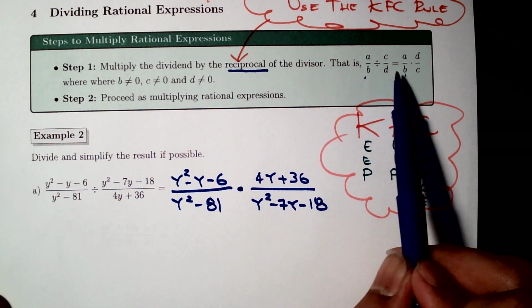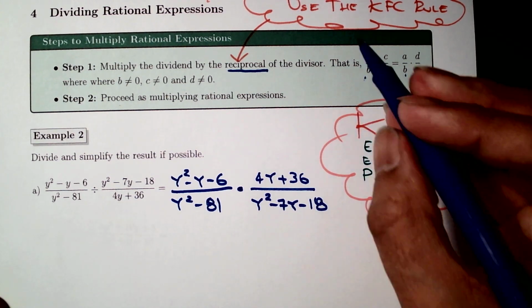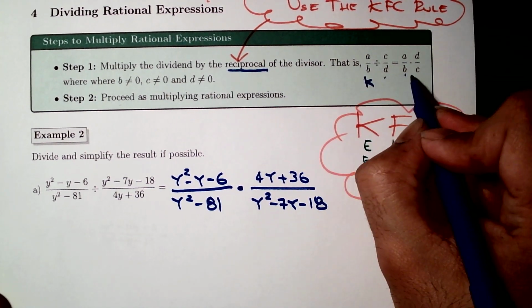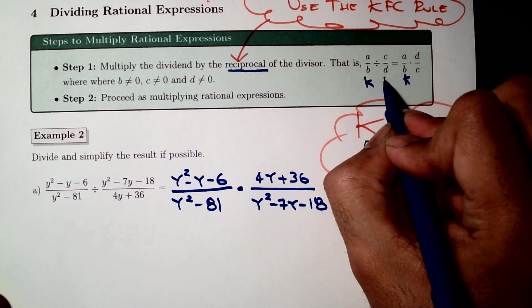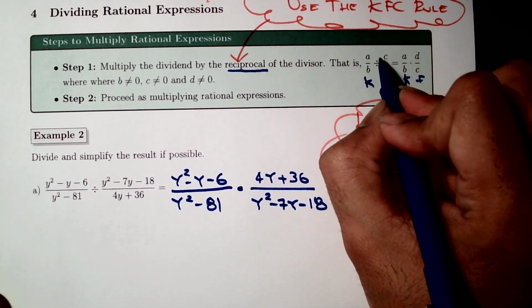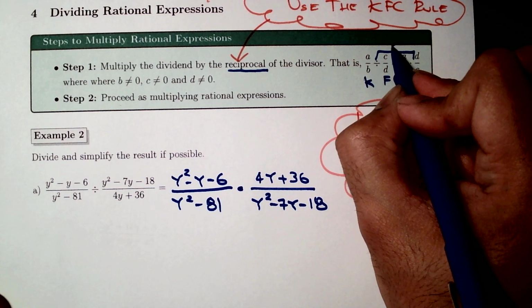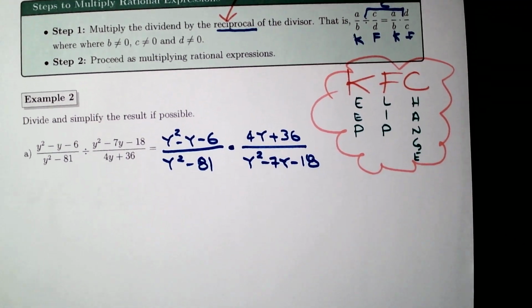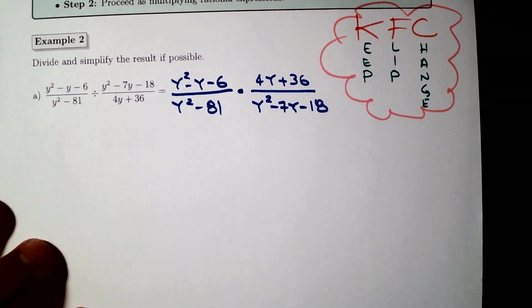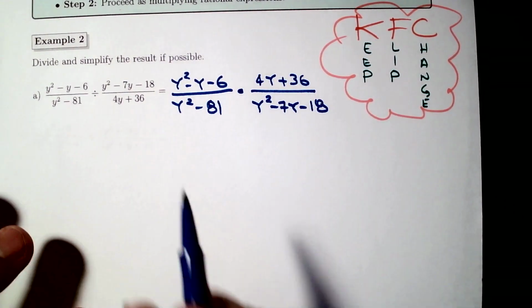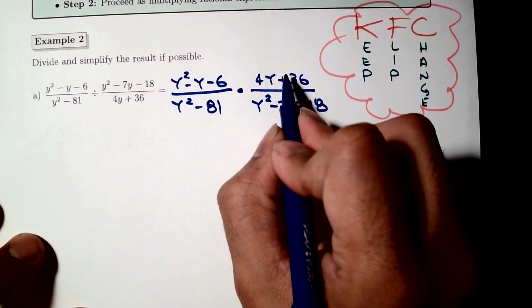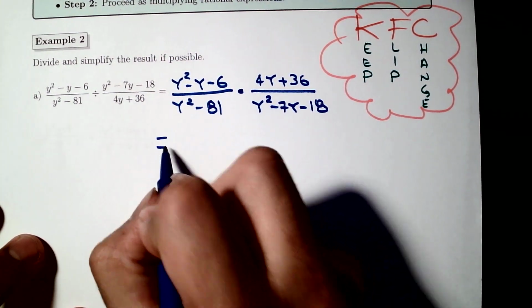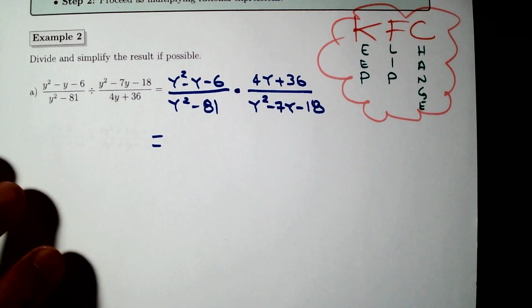Keep. Here is the keep. Flip and change the division into a multiplication. So that's the KFC rule. Again, it doesn't have anything to do with chicken at all. And now we proceed as multiplying. So all we do is factor out everything in the numerators, the denominators, and then divide out common factors.